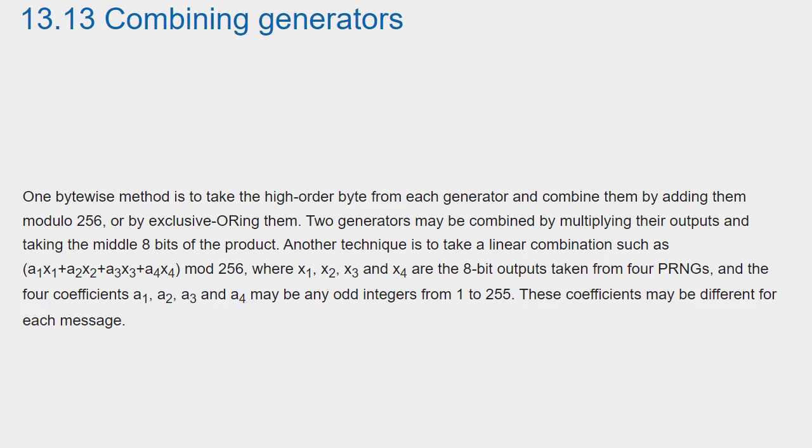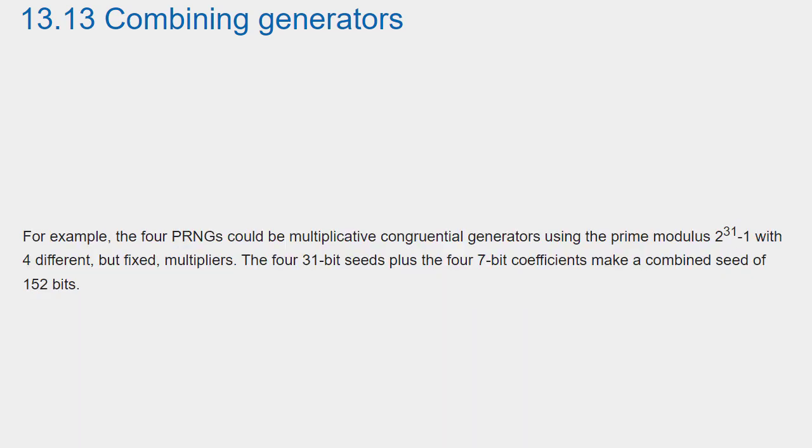Another technique is to take a linear combination, such as [A1x1 + A2x2 + A3x3 + A4x4] mod 256, where x1, x2, x3 and x4 are the 8-bit outputs taken from 4 PRNGs, and the 4 coefficients A1, A2, A3 and A4 may be any odd integers from 1 to 255. These coefficients may be different for each message.